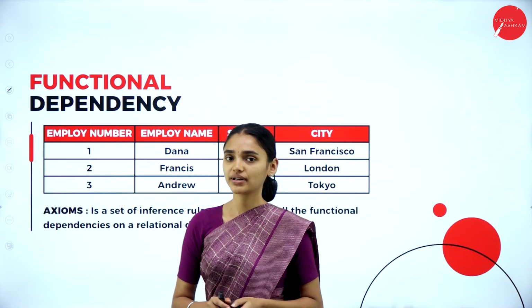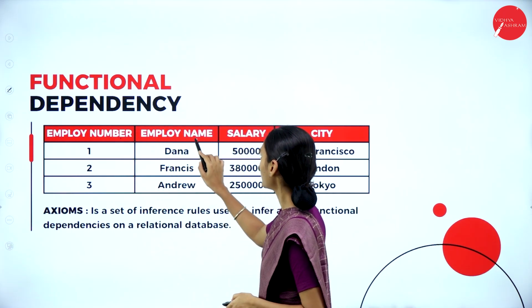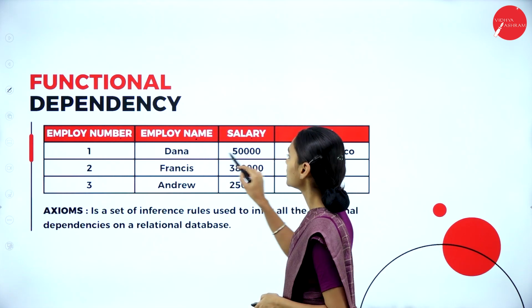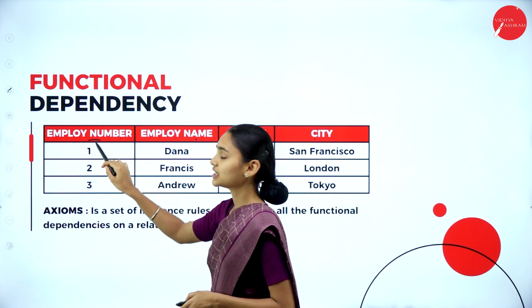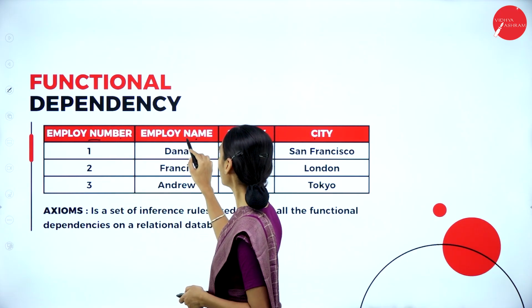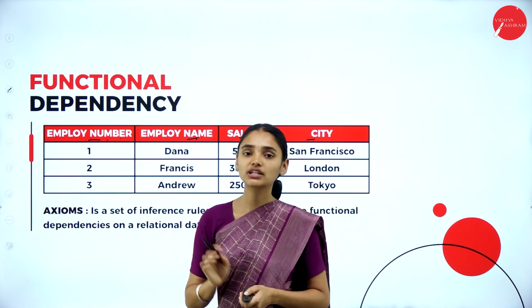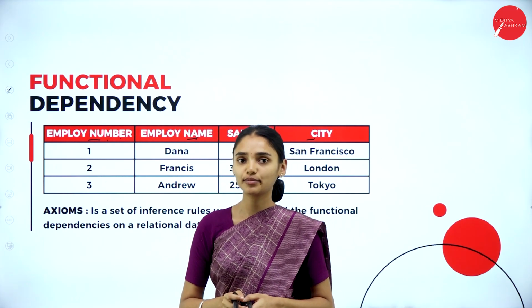Example for functional dependency: here we have taken an employee table with employee number, employee name, salary and city. Here employee number is unique and acts as the primary key. Employee name, salary and city all depend on employee number. So it's an example for functional dependency.